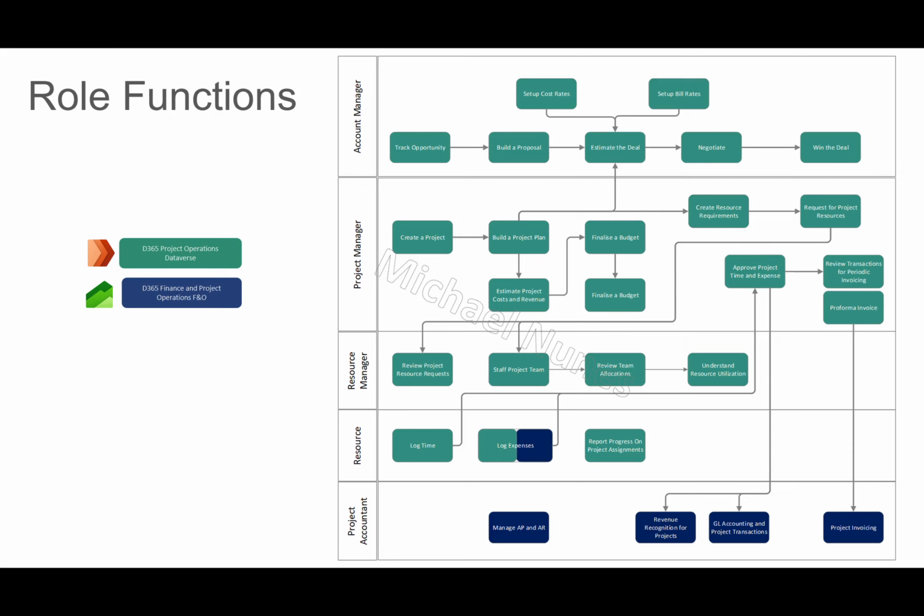From a role perspective, how would the different personas use the system? We'll start with the account management side of things and sales. We can use the product in the Dataverse to track opportunities, build a proposal. We can use a project to create estimates to help produce a quote based on a set of costings, price lists, or an actual customer price list or a central price list. We can track the negotiations in forms of activities, and once we win the deal, that then becomes a contract.